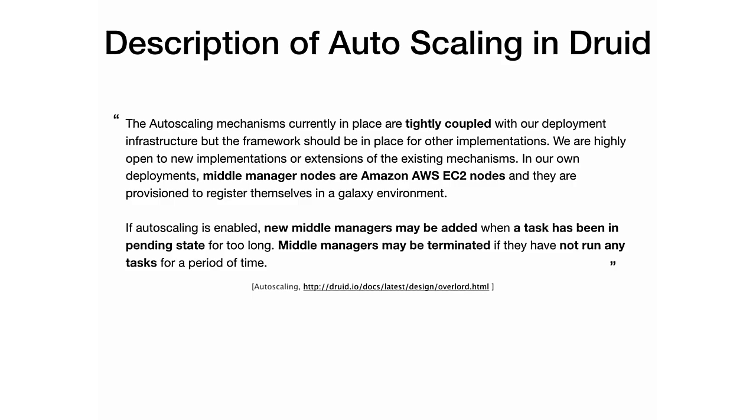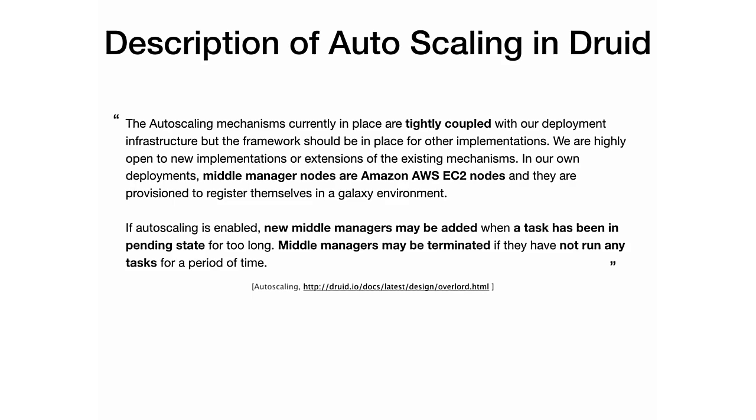Let's go back to the article. The article says that in one deployment, middle manager nodes are Amazon EC2 nodes. It means a middle manager process can be mapped to one EC2 node. Currently, autoscaling is only available in EC2. You cannot use the feature on other public or private clouds by default, so you may implement your own autoscaler code to scale up and down.